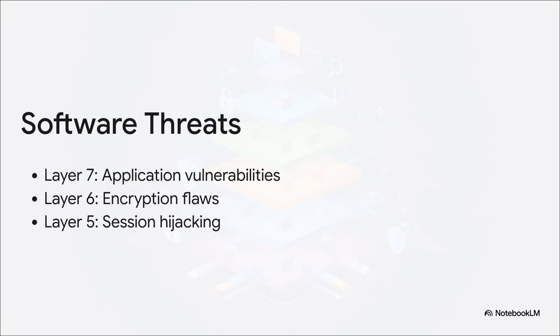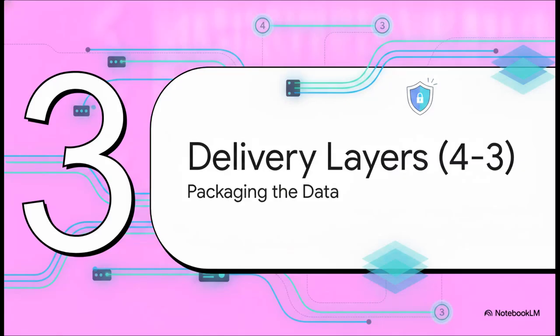The absolute key takeaway for you here is that hackers absolutely love targeting these top layers. And the reason is pretty simple. This is where the actual, unencrypted, highly valuable user data lives before it gets all chopped up and sent across the network.